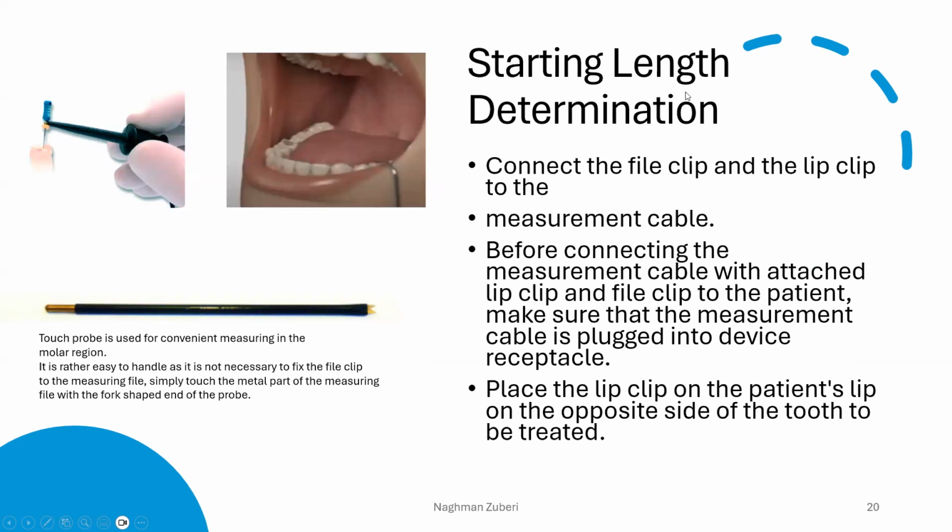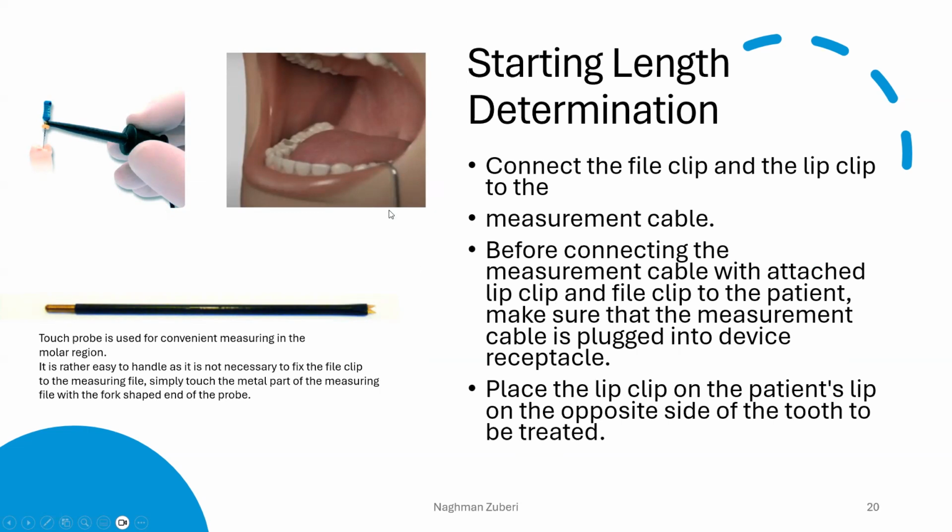Starting length determination. Connect the file clip and the lip clip to the measurement cable. Before connecting the measurement cable with attached lip clip and file clip to the patient, make sure that the measurement cable is plugged into the device receptacle before attaching it to the patient.